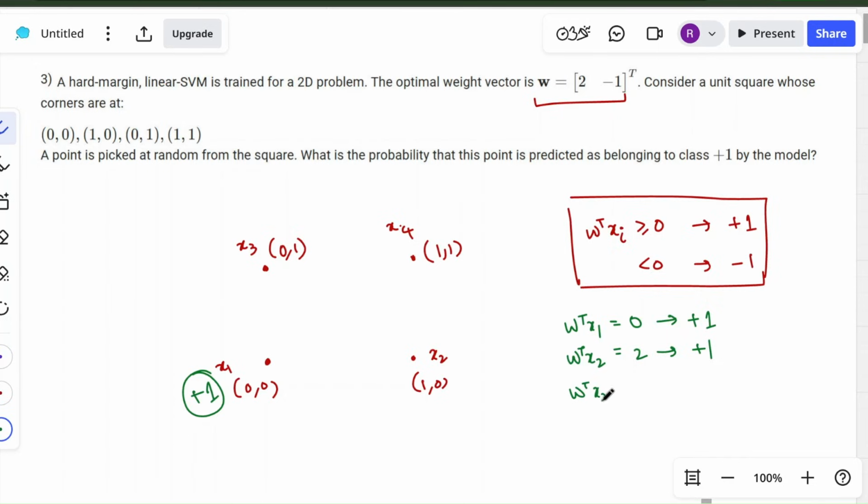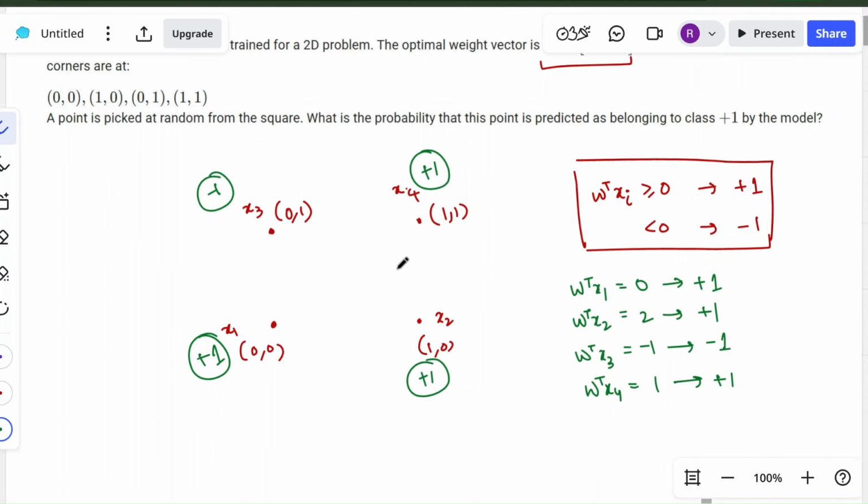For X3, the prediction is equal to negative 1, and therefore the label is minus 1. So this label is minus 1. This label is also plus 1. Again, similarly, W transpose X4 is equal to 1, which is again plus 1. So this is also plus 1.